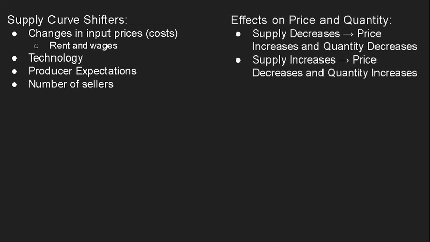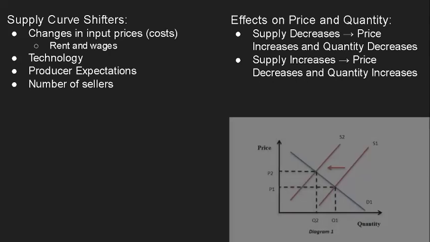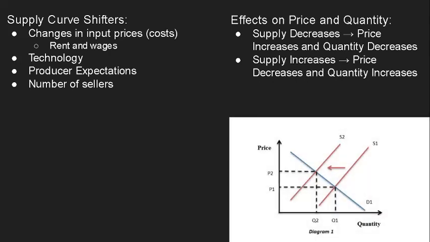How does the change in supply affect price and quantity? If supply decreases, price will increase and quantity decreases. If supply increases, price decreases and quantity increases. We can see this in the graph. As supply shifts from S1 to S2, it decreases. Therefore, the intersection point between supply and demand changes. P1 shifts to P2 and Q1 shifts to Q2.